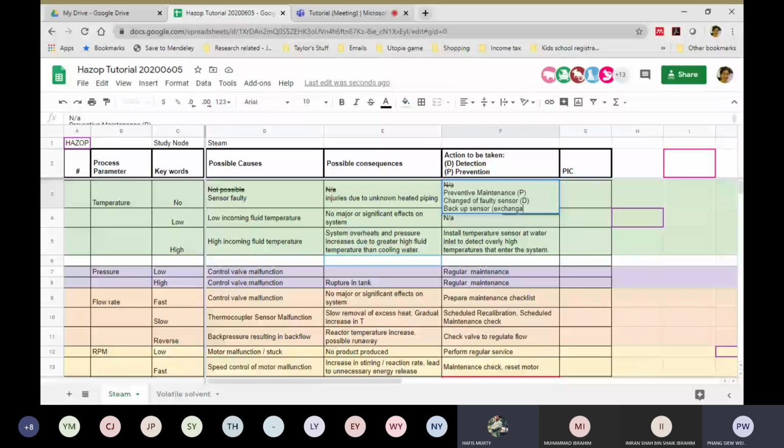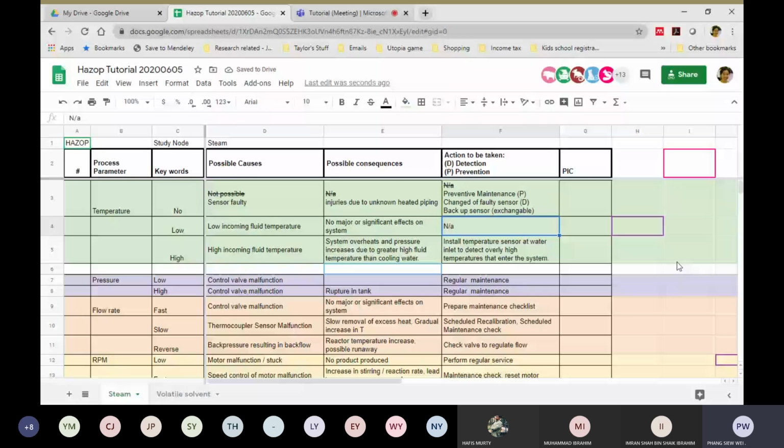Which is good, because this is where you can see how we build on HAZOP. Sometimes we may look at it and say, hey, that is not possible. But from the engineering point of view, when we realize there is no temperature reading, immediately we know something is wrong with either the sensor, or the display unit, or something.